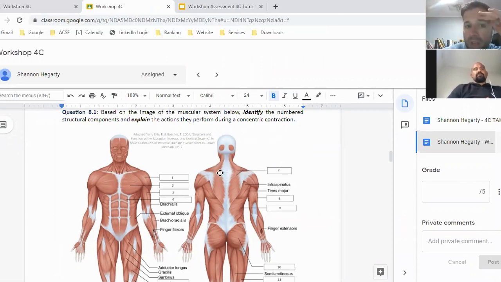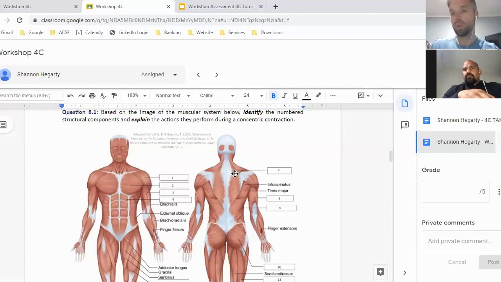You've got the upper parts of the traps, which are at the top here. Then you've got the middle traps, which are the middle fibers. Then you've got the lower traps, which are the lower fibers. So what you want to talk about here is the different role of all three trapezius muscles. So the upper traps, the ones up here at your neck, what would they be responsible for?